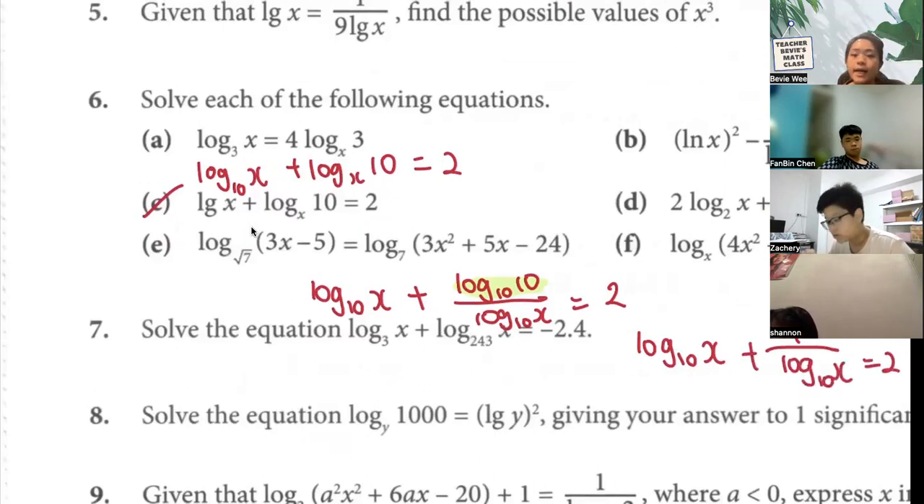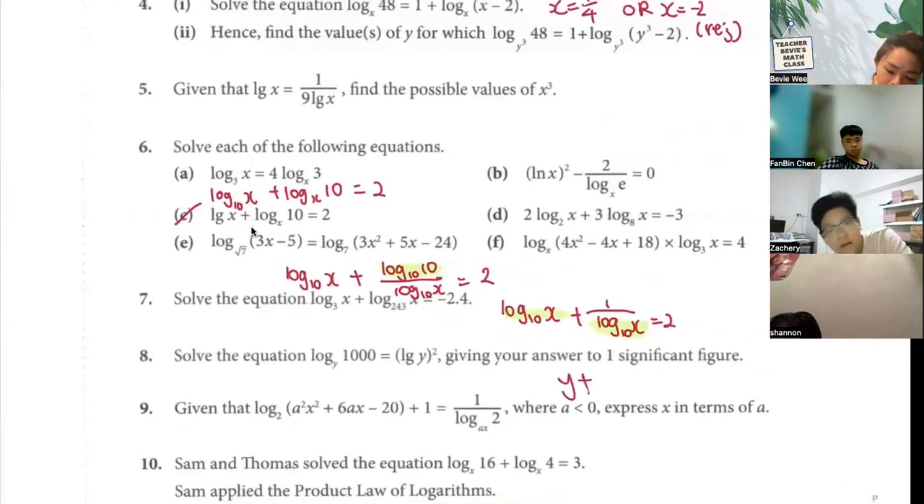Okay, from here I'm stuck. Why stuck? Because unlike indices, you cannot pull this thing up. Then how? I can do a substitution from here. Did you realize that log 10x and log 10x are exactly the same? What can I do? I can let that be y, or let that be whatever alphabet. So let's say I let this be y, isn't it just y plus 1 over y equals 2? Can I solve for the value of y from here?